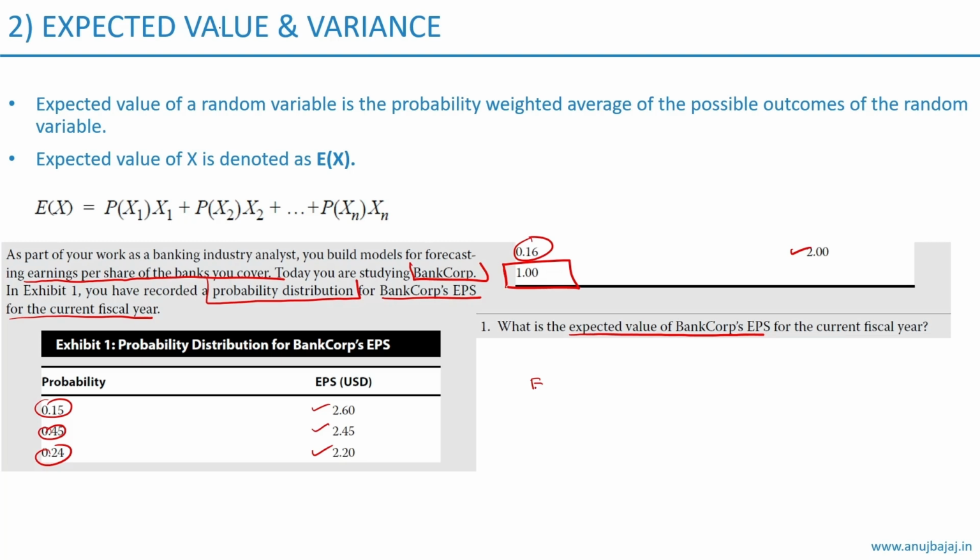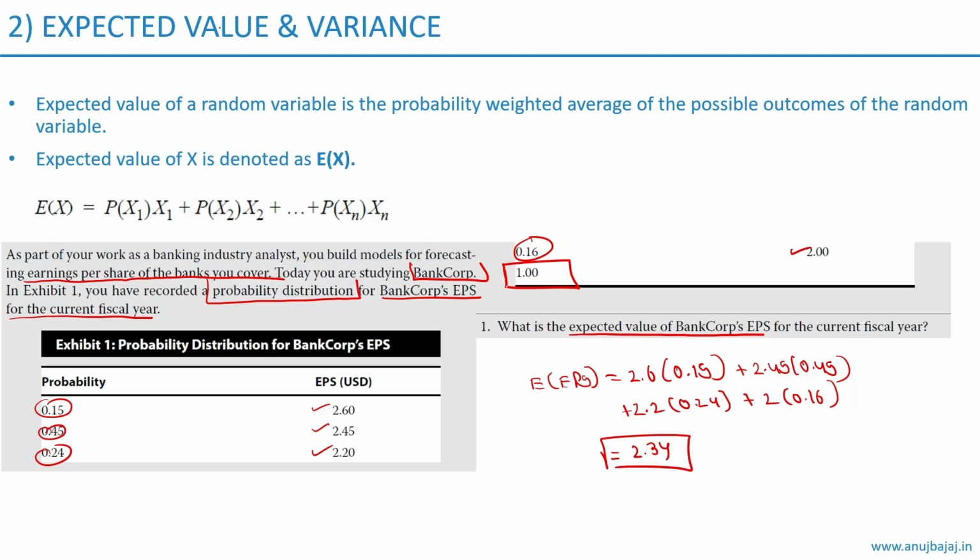So the expected EPS equals 2.6 multiplied by 15%, 2.45 multiplied by 45%, 2.20 multiplied by 24%, and $2 multiplied by 16%. We get the expected EPS to be $2.34 US.